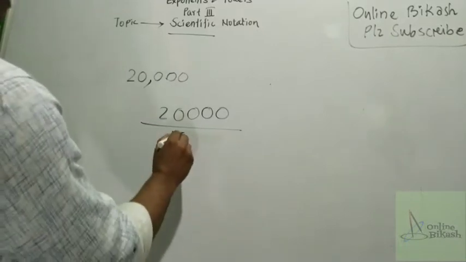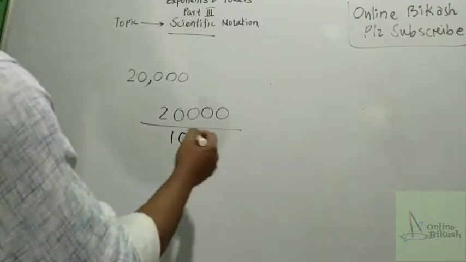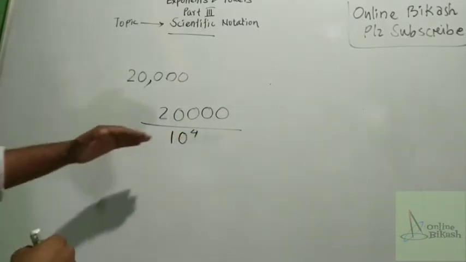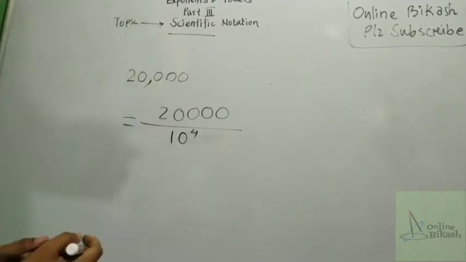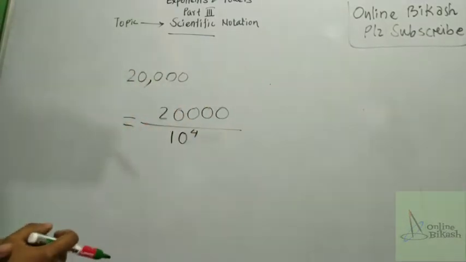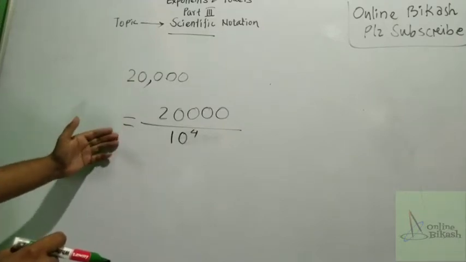That will be 10 to the power 4. Am I right? Okay. But look at this. We have divided, so it has become 2 only. Yes or no? The point has already come here. But it will not be equal with this one. So what will we do?